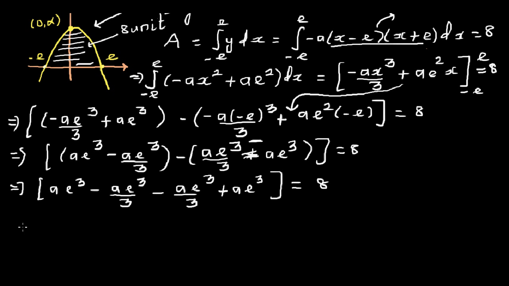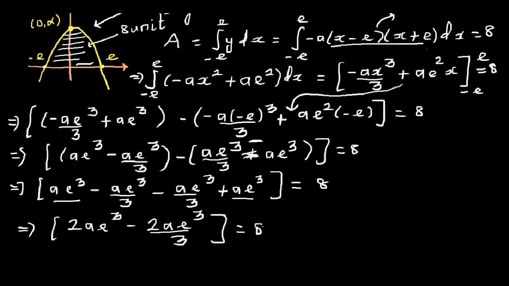So simplifying this, this is 2ae cubed, collecting this and this, minus 2ae cubed divided by 3 is equal to 8. Let me do the working here. You can factor out 2ae cubed. If you factor out 2ae cubed, you get 1 minus a third is equal to 8, and 1 minus a third is 2/3.